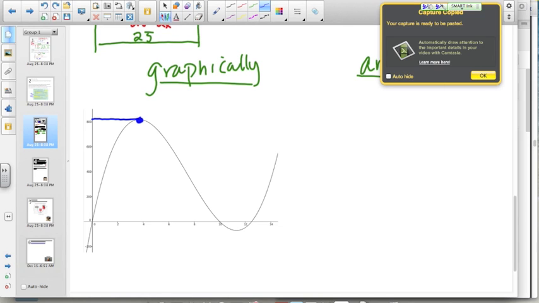Are there parts of this function that just don't make physical sense? Where are those parts of that function? Negative volume doesn't make sense. Infinite volume doesn't make sense. So those are all not possible.